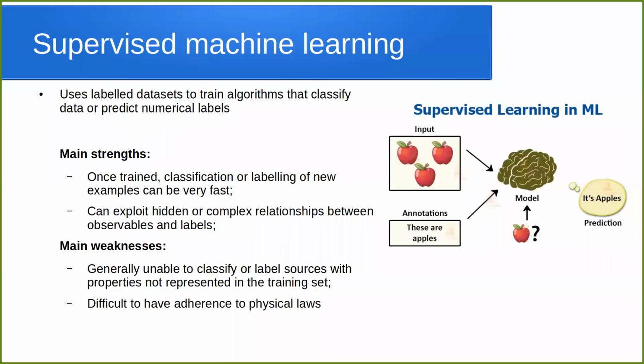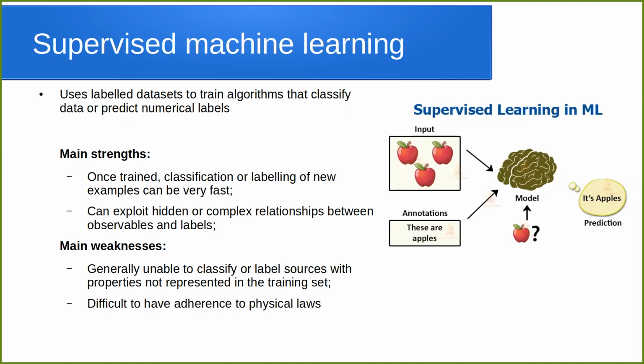So the great strength of supervised learning is that once you've trained the model, classification or regression or labeling can be very, very fast on new samples. So to give you an example, we can classify millions of sources in a few minutes, when with template fitting, it might take hours or weeks to do it or more.